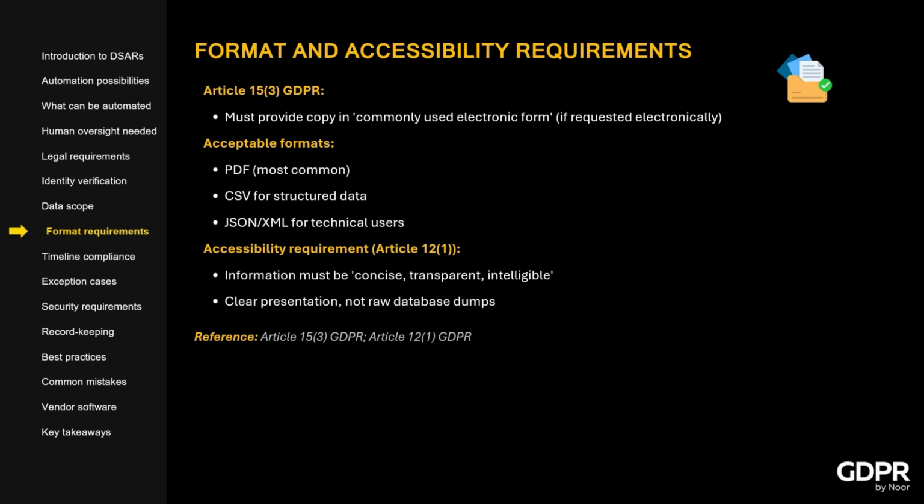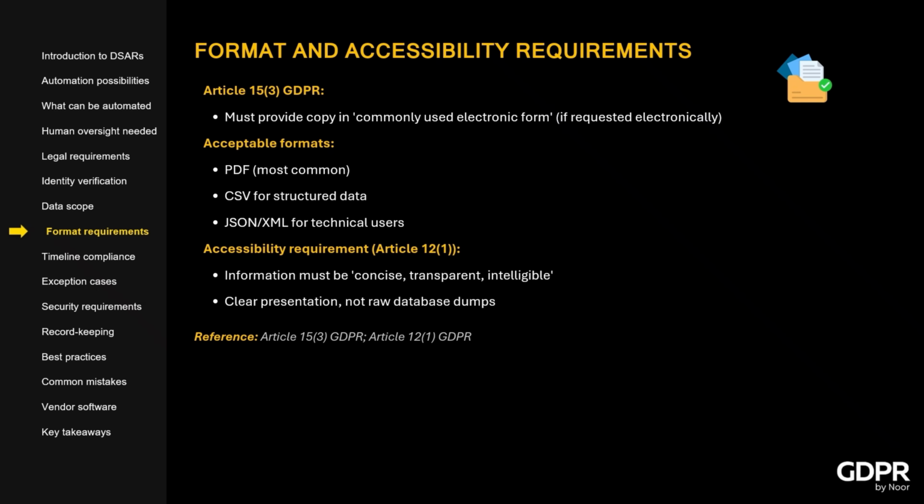Once you have collected all the data, your automated system must present it properly. Article 15.3 requires that if the request is made electronically, the response should be provided in a commonly used electronic format unless the requester asks otherwise. In practice, this usually means PDF, most commonly used; CSV for structured data that users may want to analyze; JSON or XML for technical users, especially in portability-related cases. But format alone is not enough.